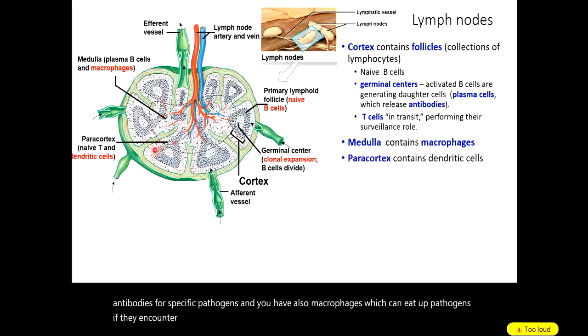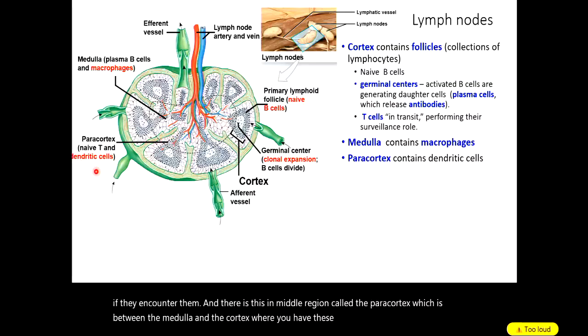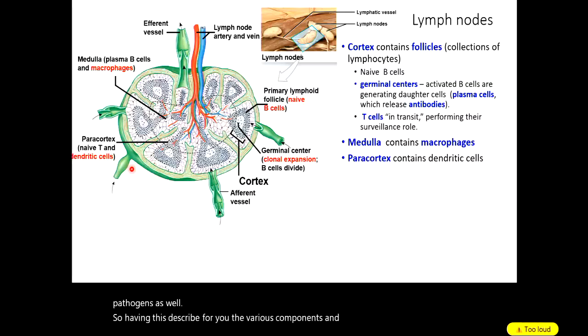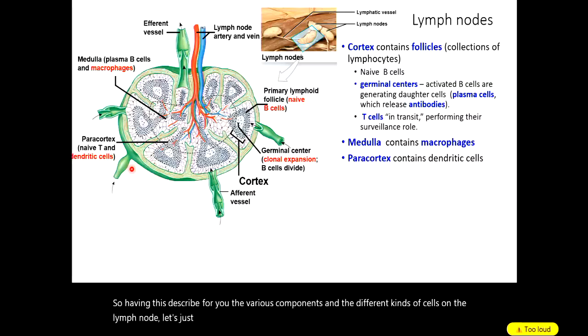And there's this middle region called the paracortex, which is between the medulla and the cortex, where you have these dendritic T cells which can also deal with pathogens as well. So having described for you the various components and the different kinds of cells found in the lymph node, let's just consider the overall function of the lymph nodes.